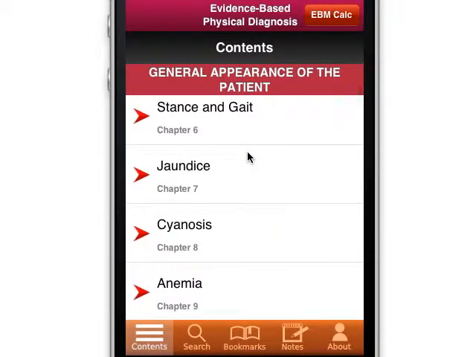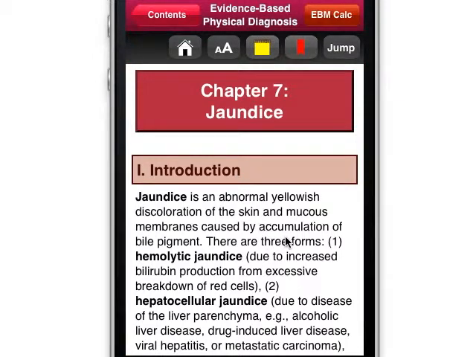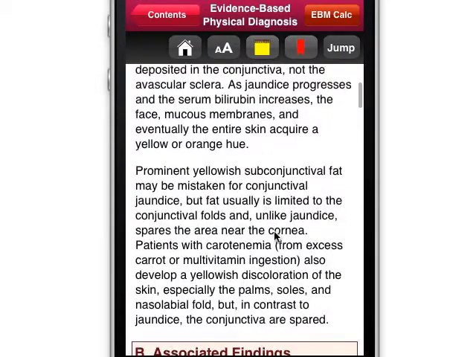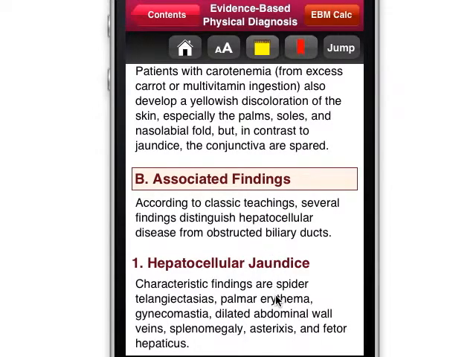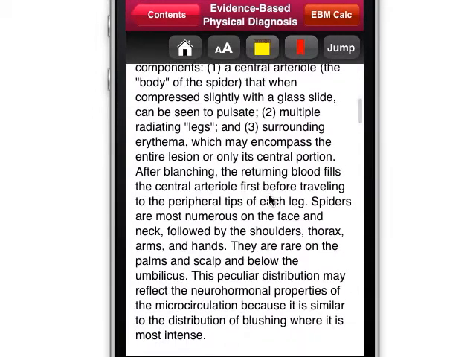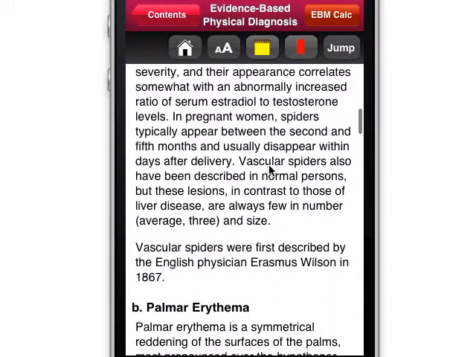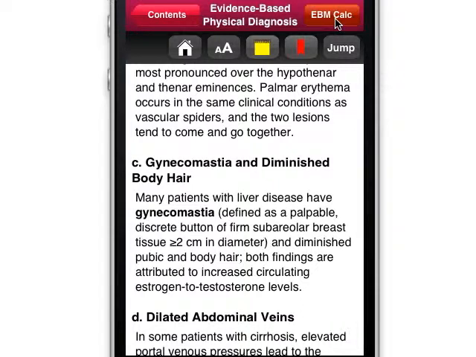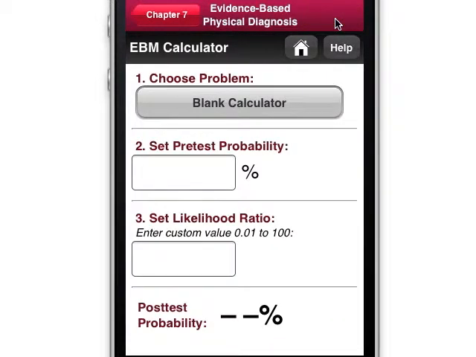If you want to see how we can use this app, let's say we are looking at jaundice. We can go into the chapter, we can learn about jaundice itself, and then we can learn what the findings are, like scleral icterus and other associated findings. And then from here, once you have an idea of the various findings, you might want to actually go and look at the actual calculator, which would be clicking on EBM calculator.